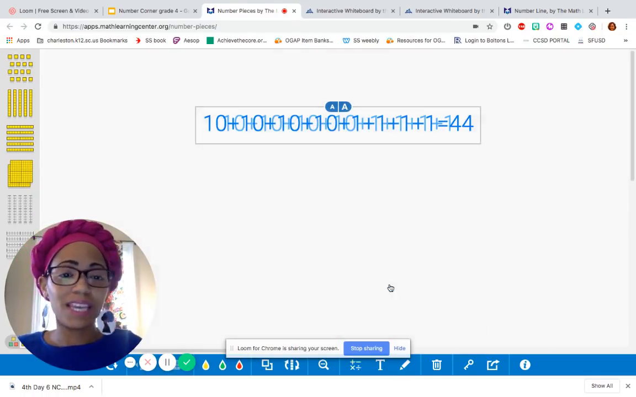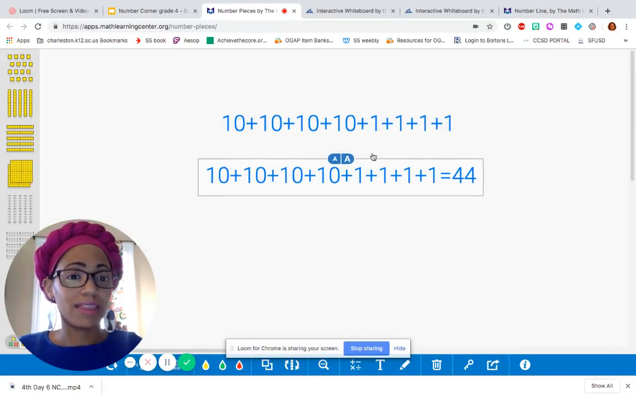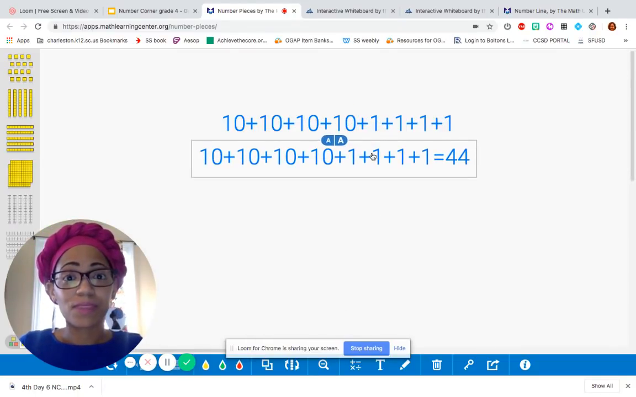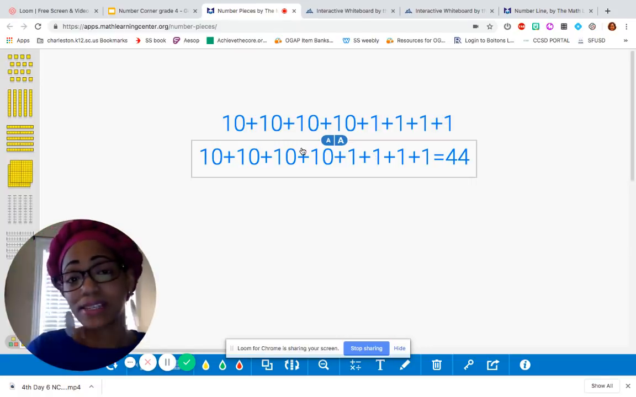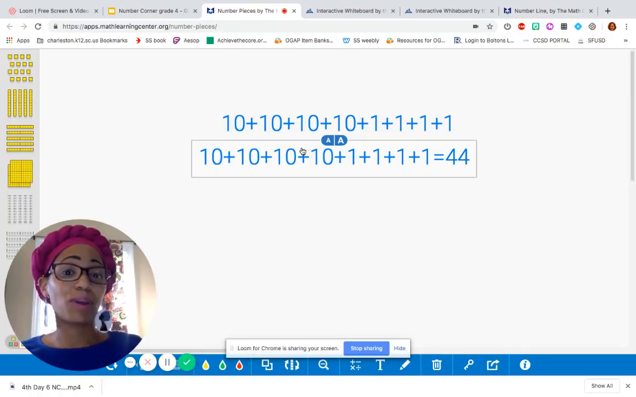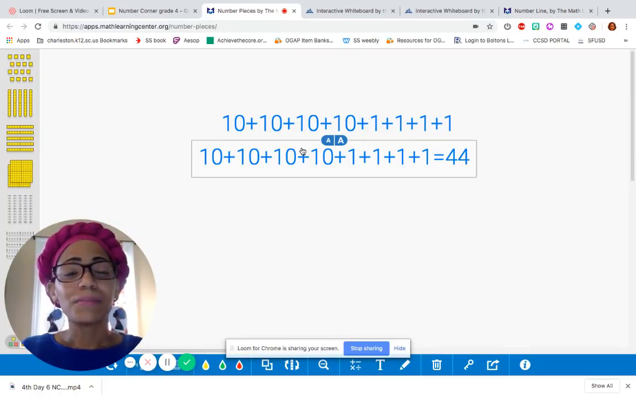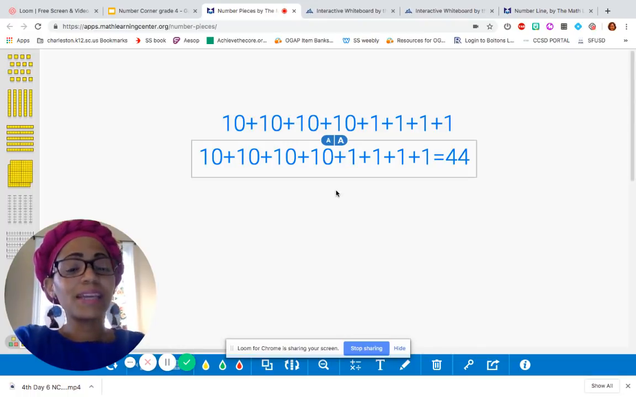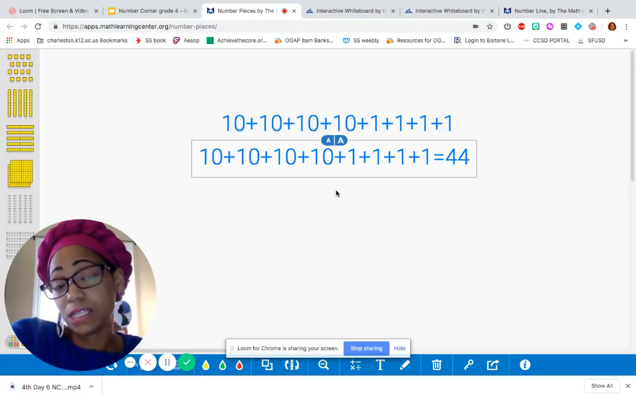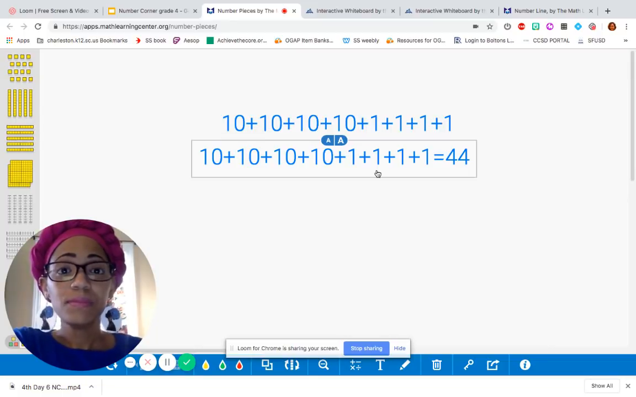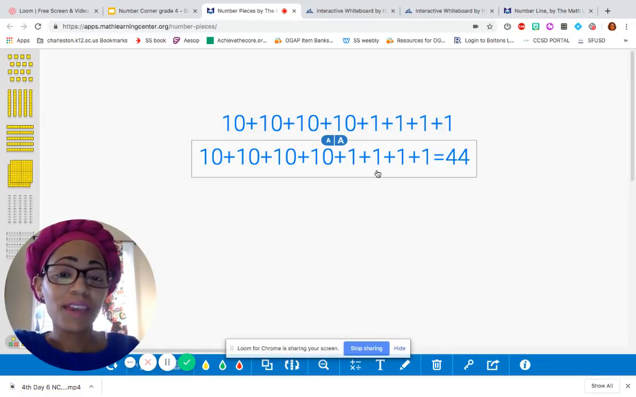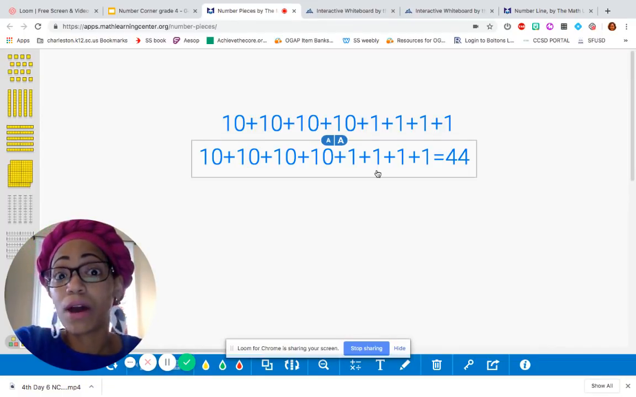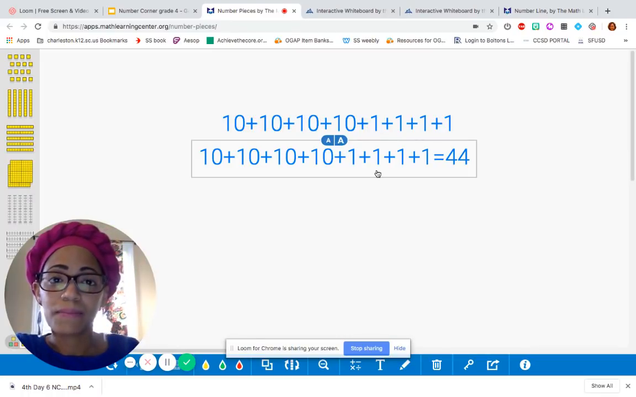Now, can the equal sign go at the front of the expression? Absolutely. I can put 44 equals and then my expression, or I can have my expression and then my equal sign. Both of them still have the same value. Did anybody see this expression or this equation in a different way, or think about how to find the equivalent modern number in a different way?